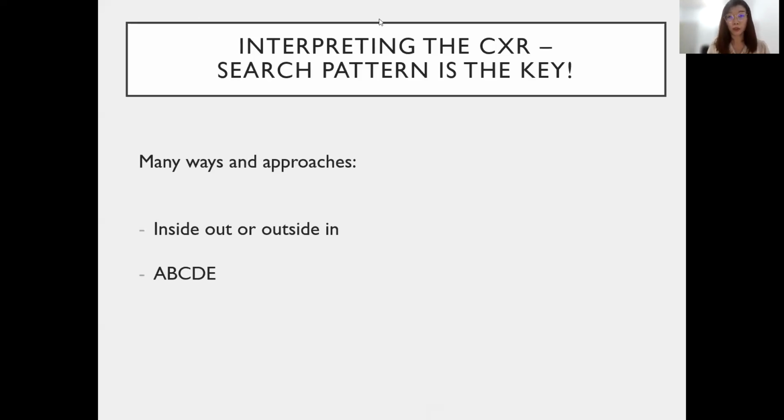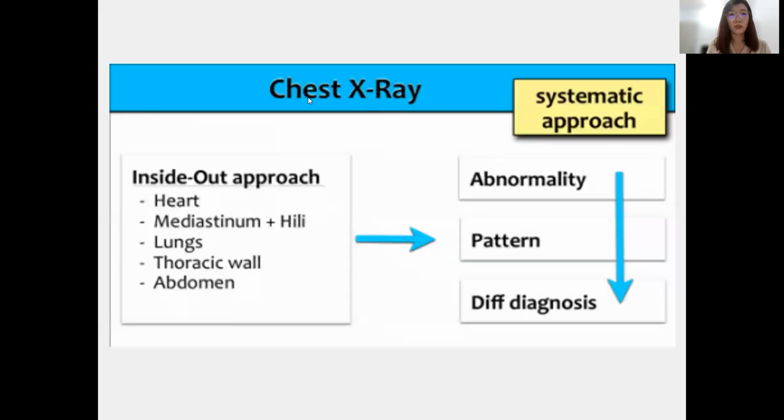There are many approaches to interpret an X-ray. I would like to use the inside out or outside in approach, or some will use ABCDE with some mnemonics. For chest X-ray, in the inside out approach, we look at the heart first, go to the mediastinum, then hilum, go back to the lung, thoracic wall, then always look at the included abdomen in the X-ray. Myself, I like to use the outside in approach. I always look at the thoracic wall first and go to the lung, then only go to the center of the X-ray. From there, we can identify any abnormality and then identify the pattern and also the differential diagnosis.